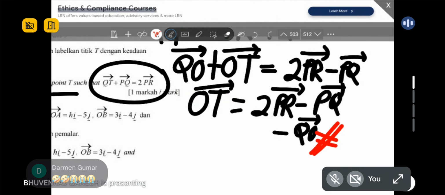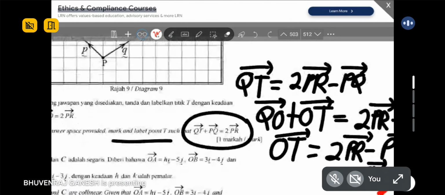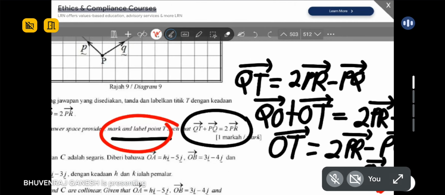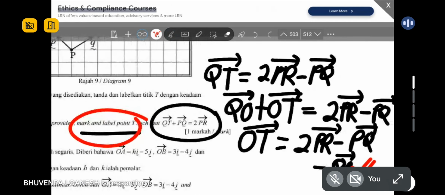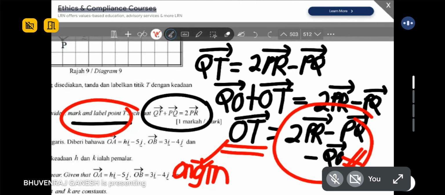Okay, so this is your OT, guys. Persamaan dia. You need to follow these, because when they ask you to mark point Y, you must remember they want you to find the position vector. Vector kedudukan. So this is what we call a position vector. Why? Because it starts at the origin. O is origin, asalan. So ini adalah vector kedudukan. So you have to follow this format.